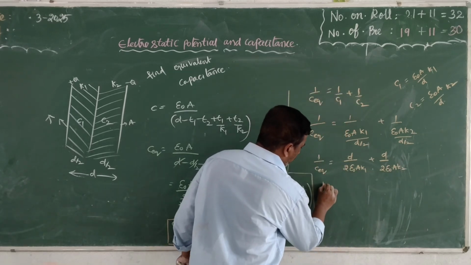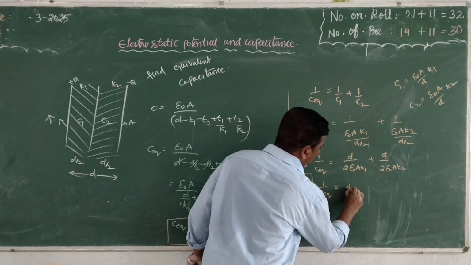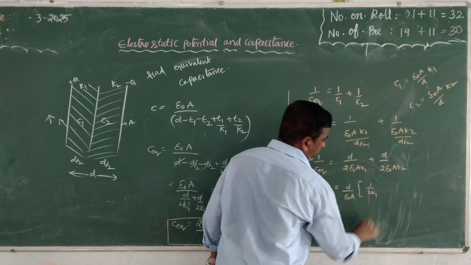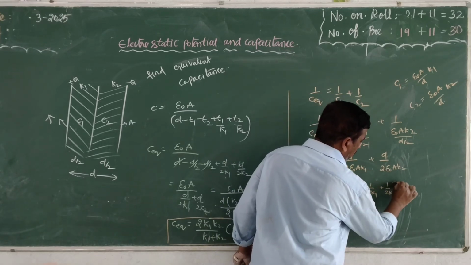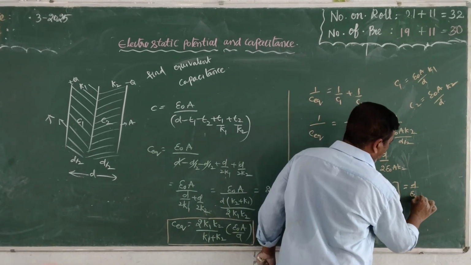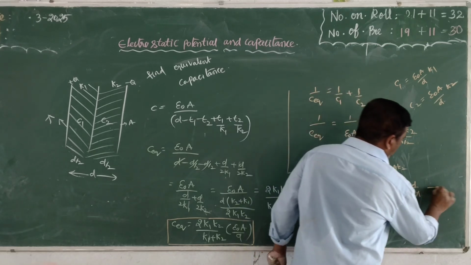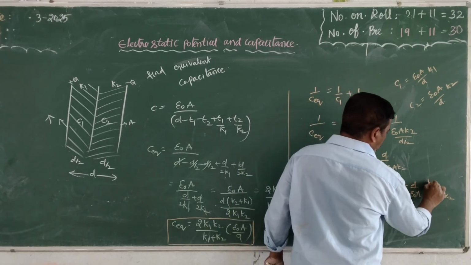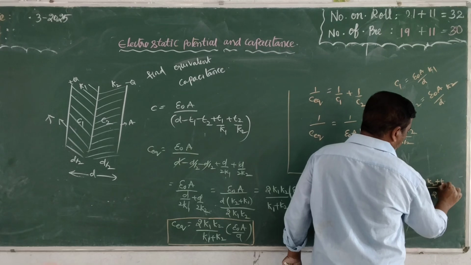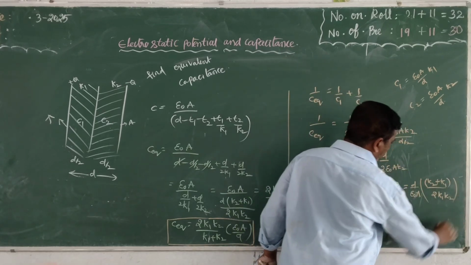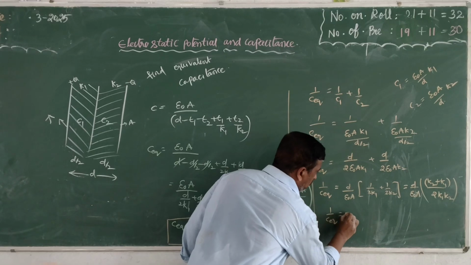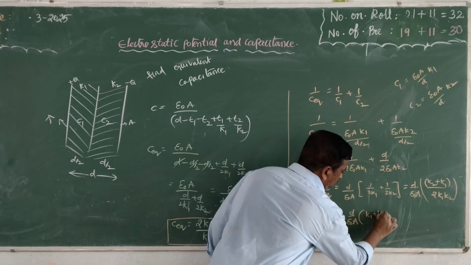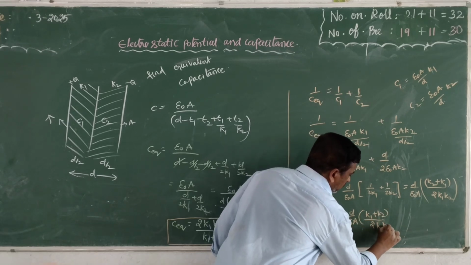So D by epsilon naught A is common. 1 by C equivalent equals D by epsilon naught A common, and what we get now is 1 by 2K1 plus 1 by 2K2. The LCM is 2K1K2: here 2K1 cancels, K2 remains, and 2K2 cancels, K1 remains. So 1 by C equivalent equals D by epsilon naught A into (K1 plus K2) by 2K1K2.